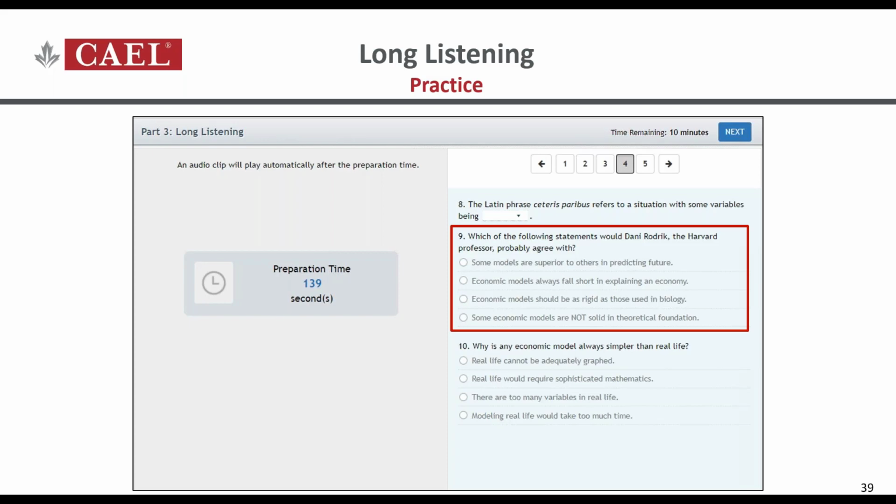Could anyone explain why? How did you know that? Or to put it another way, what kind of question is this? Is this a general meaning question or an inference question?